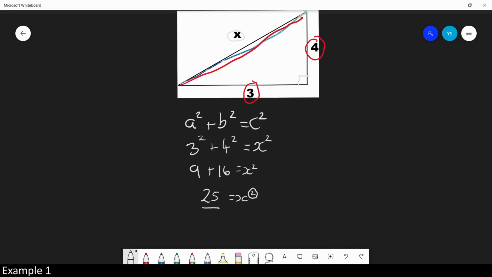So we need to square root both sides now. So the square root of 25 is 5. And the square root of x squared is just x. So x is 5. So our answer is 5.